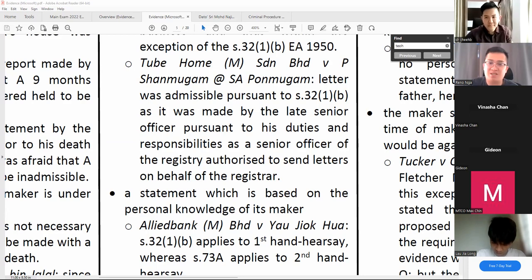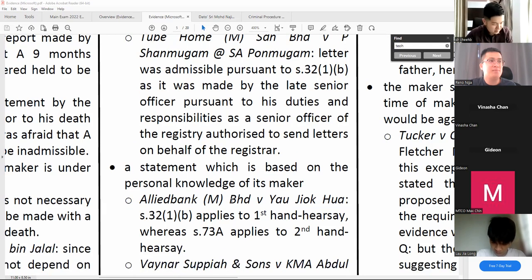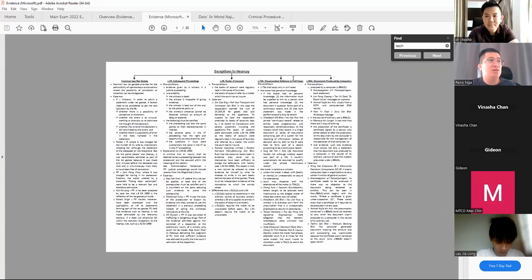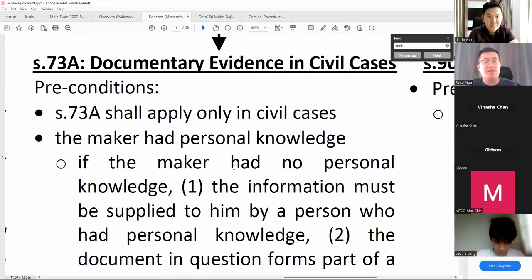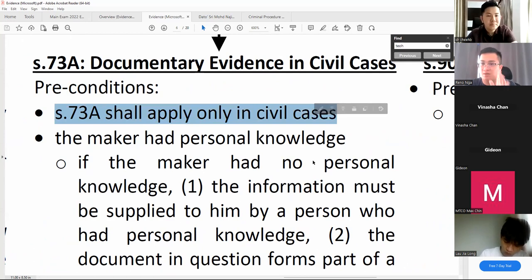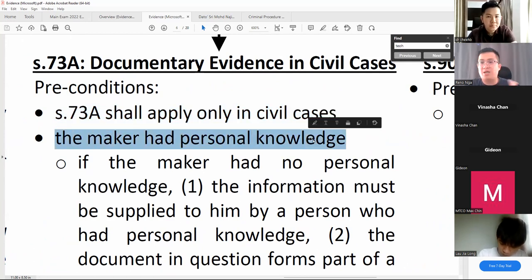However, the law always has a however. Put in simple way, section 32 sub 1B cannot recognize multiple hearsay. Multiple hearsay means I tell my girlfriend, my girlfriend tells Dr. Chi. This one cannot. However, section 73 capital A recognizes multiple hearsay. Let me go through it one by one with you. Number one, section 73A only applies to civil action, satisfied. Number two, the maker must have personal knowledge. If you have personal knowledge, pass. If you don't have personal knowledge, never mind.